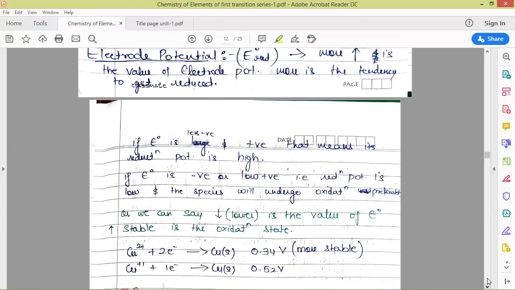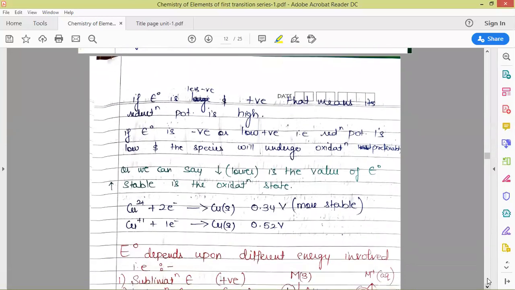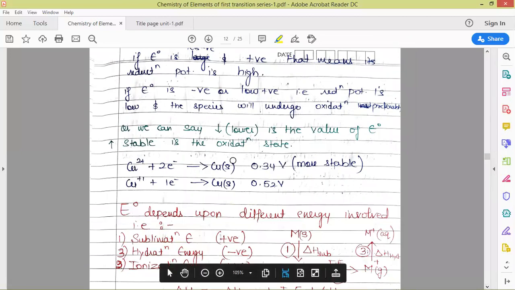The values of electrode potential can be negative or positive. If it is less negative and positive, that means the reduction potential is high, and if it is negative and less positive, that means the reduction potential is low, and the species will preferably undergo oxidation. Also we can say that the lower the value of electrode potential, the more stable is the oxidation state.